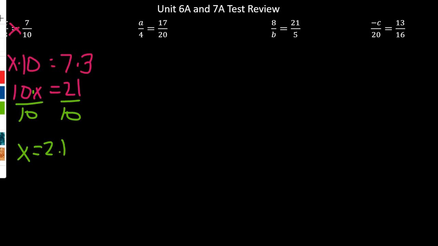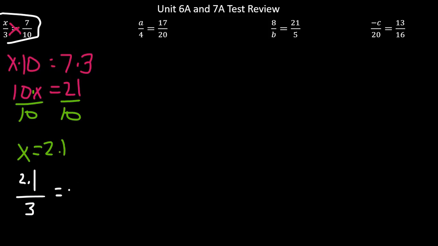For all of these, we could actually put the value into the original equation just to make sure that it works. I'm only going to do it for this first one. So if we put 2.1 in for x, we're going to have 2.1 over 3 equals 7 divided by 10. We can use our calculator if we want to. 2.1 divided by 3 is 0.7, and 7 tenths is 0.7, so this would check out. That's the only one I'm going to check my answer for, I think.